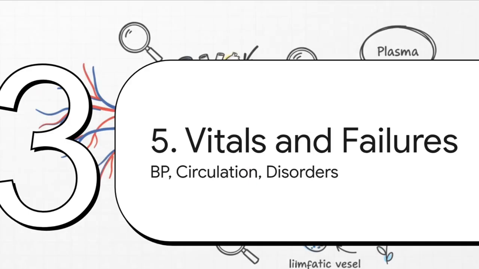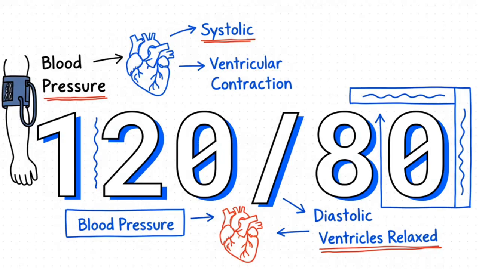All right, we're on to our final section, vitals and failures. Let's look at how we measure the system's performance and what happens when things start to go wrong. A key vital sign, of course, is blood pressure. The normal value is 120/80.